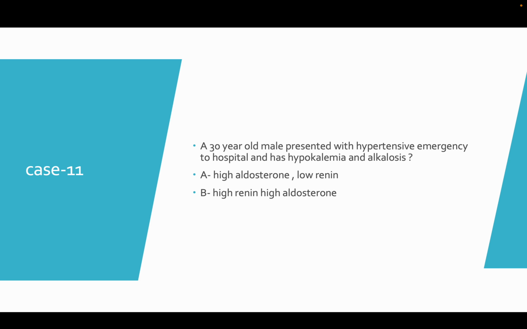So there are two possibilities. In this case, let's say the patient has high aldosterone and low renin. The second possibility is high renin and high aldosterone. I'll give you an example. The first example is a patient with an adrenal mass, hypokalemia, alkalosis and hypertensive emergency. That is a case of Conn syndrome, an aldosterone-secreting tumor, where the patient has high aldosterone and low renin. So if there is high aldosterone and low renin, you suspect the aldosterone-producing tumor, that is Conn syndrome.